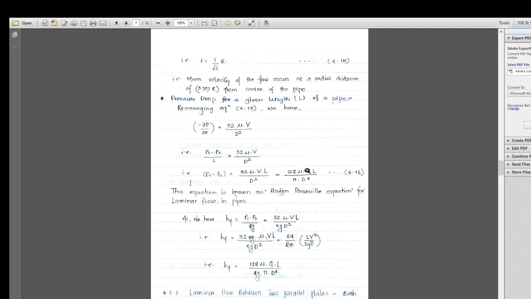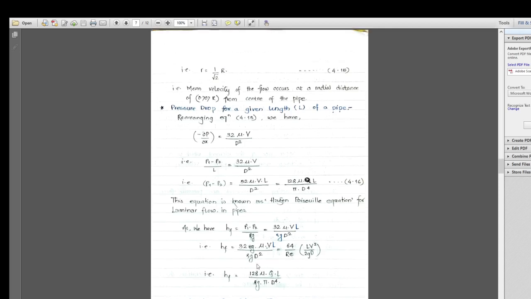A problem can come that asks you to derive the Hagen-Poiseuille equation for the laminar flow in pipes, and these formulas will be helpful during the calculation, when solving the numericals. Okay, clear about this?